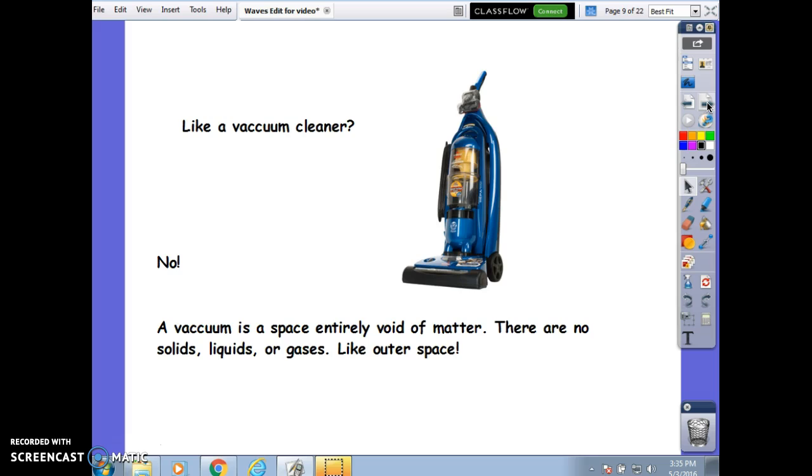So what did I mean by vacuum? Did I mean my mom just told me to vacuum the living room? That's not what I meant. What I meant was a vacuum is a space that has no matter in it. There are no solids, liquids, or gases. It's just like outer space. And the only thing that can travel through there is the electromagnetic spectrum, any of those things in the electromagnetic spectrum.